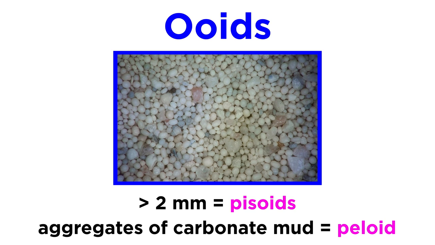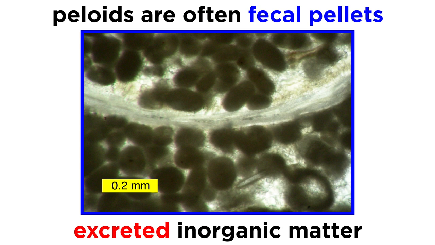Pelloid is a term used to describe aggregates of carbonate mud, typically forming silt to sand-sized particles. The most common type of pelloids are fecal pellets, which are produced by organisms that ingest carbonate mud on the seafloor. They digest the organic matter in the mud and excrete the inorganic materials as fecal pellets. They tend to be oval-shaped and uniform in size.